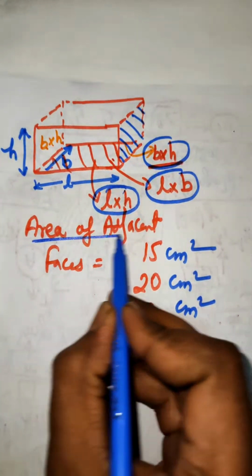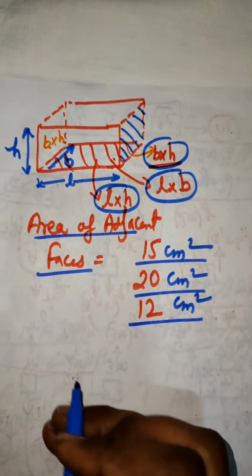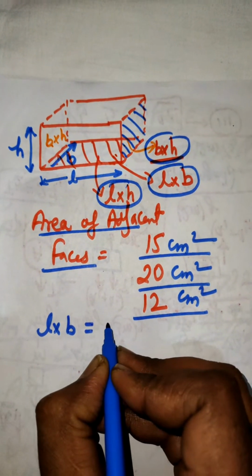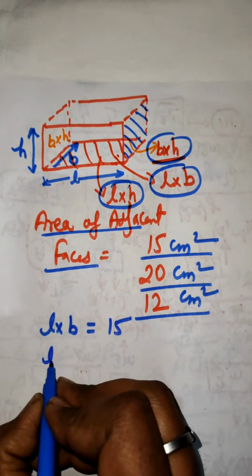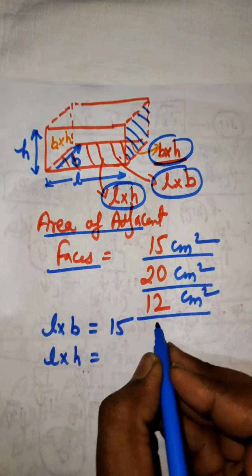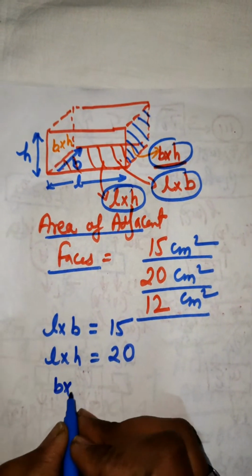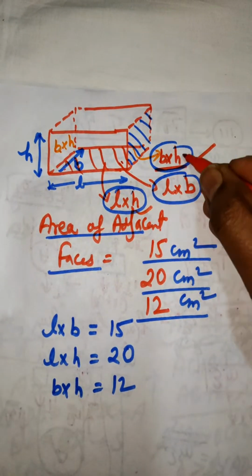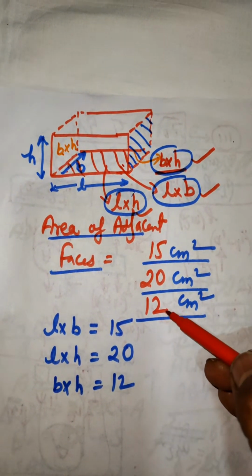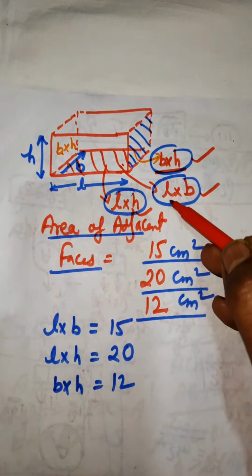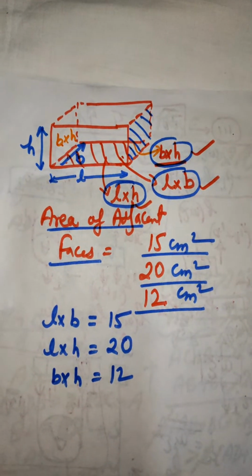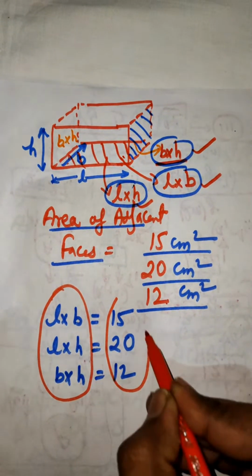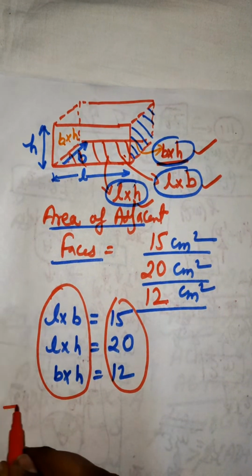Now, if the areas of the adjacent faces are 15, 20 and 12, then can't we say that L into B, let's say, is 15, L into H is, let's say, 20 and B into H is, let's say, 12, because whatever be the values, these are the three adjacent faces and these three values may settle with any of these three, that is L into H, L into B and B into H. Now just multiply the LHS and RHS together, because we need to calculate the value.